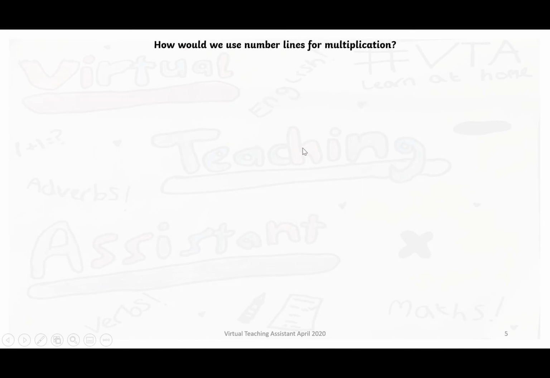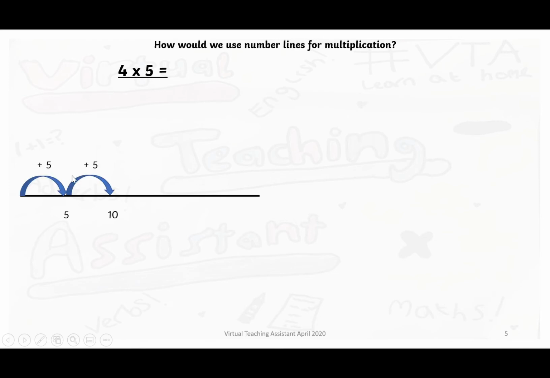Okay. Now, how do you use number lines for multiplication? All right, you could draw a number line. So we could do 4 times 5. All right, so we're going to jump in 5s and we're going to do 4 jumps. All right, you ready? 5, 10, 15, 20. So there's my answer. All right, again, what if we did it the other way around?